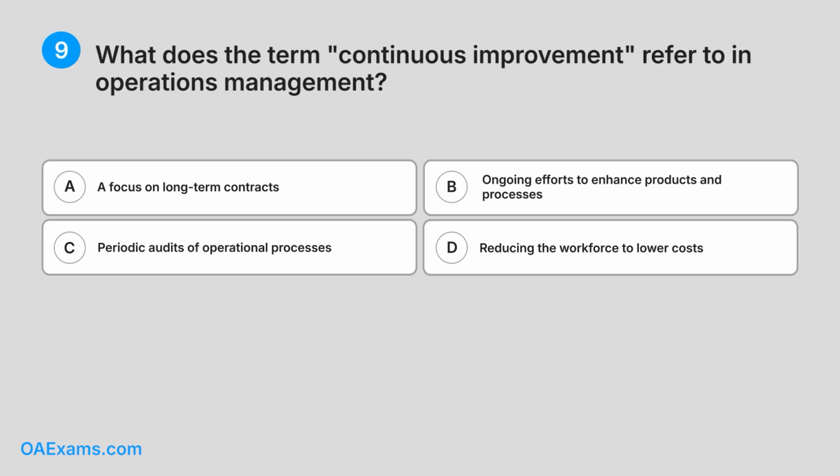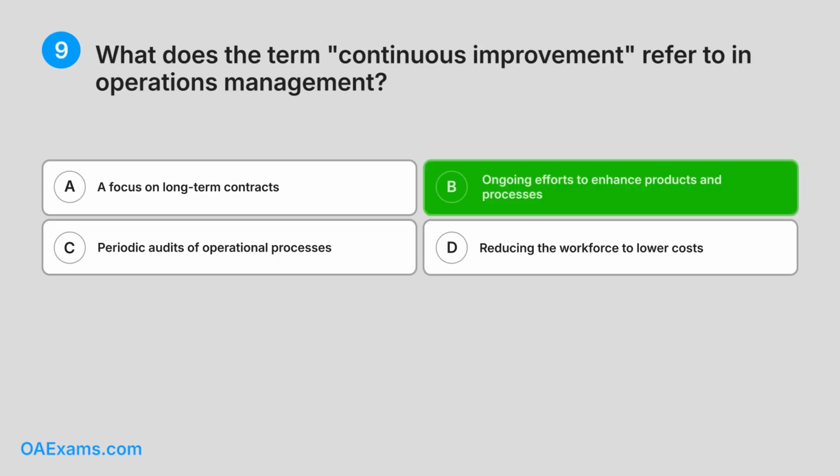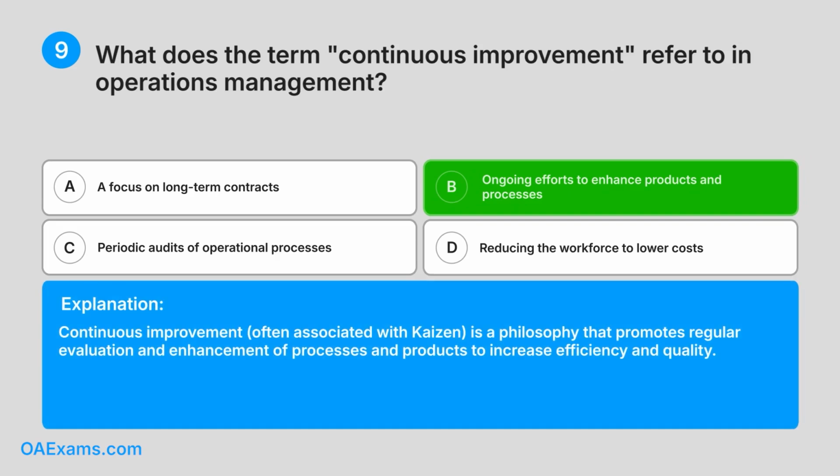Correct answer. B. Ongoing efforts to enhance products and processes. Explanation. Continuous improvement, often associated with Kaizen, is a philosophy that promotes regular evaluation and enhancement of processes and products to increase efficiency and quality.